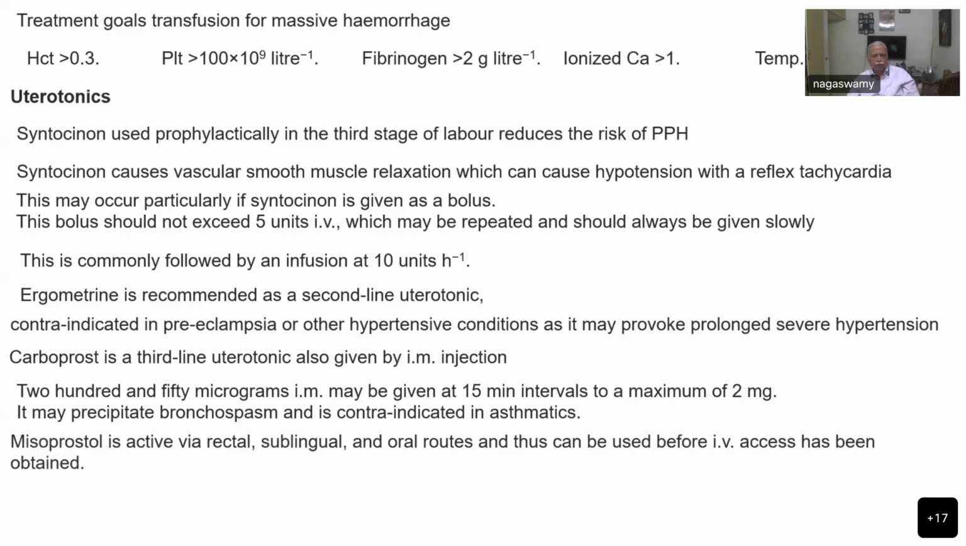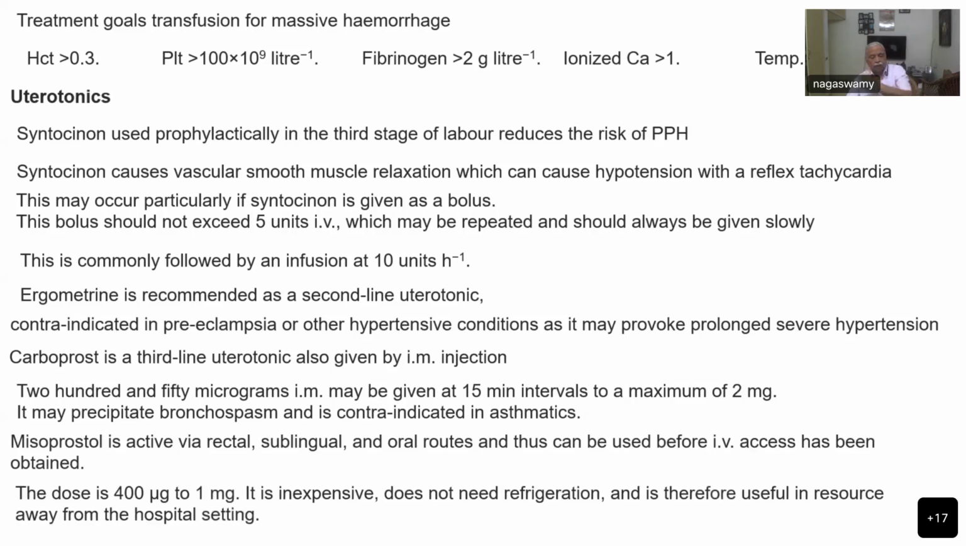And misoprostol is active via rectal, sublingual, and oral routes, and it can be given IV also. And the dose is 400 micrograms to 1 milligram. It is inexpensive, does not need refrigeration, and is therefore useful in resource-limited settings away from the hospital. So even in small centers, you can use that.